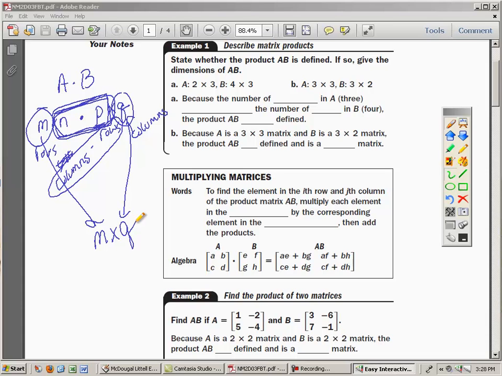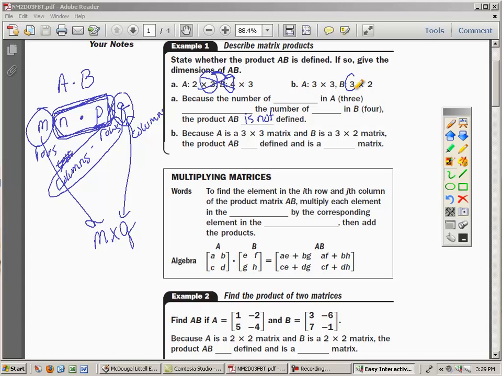All right, so let's take a look at a couple of examples here. We want to multiply matrix A by matrix B. Because the number of columns in A, which is 3 columns, does not match the number of rows in B, which is 4, the product AB is undefined, is not defined. The way that I would do that is I would simply look at this number and say, do these two numbers match? Since they don't, this is not defined.